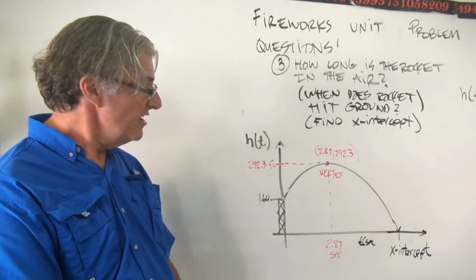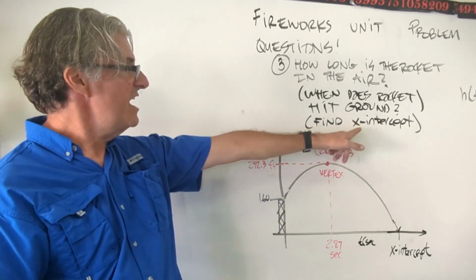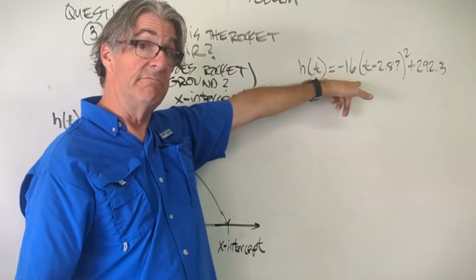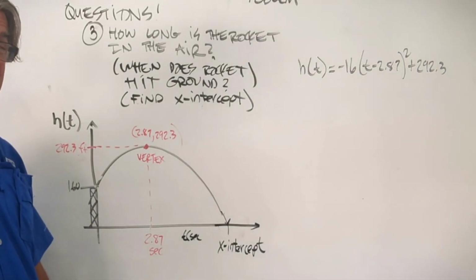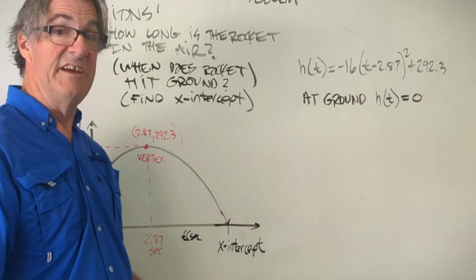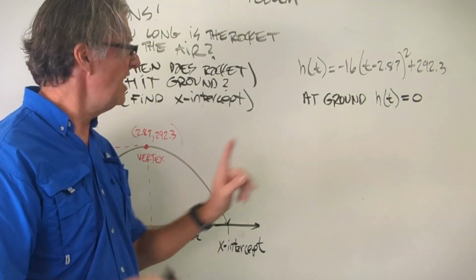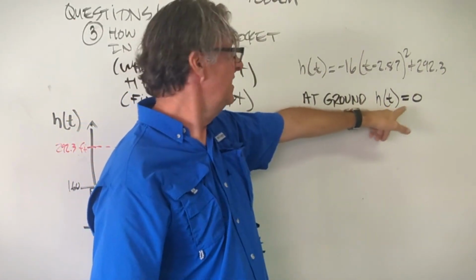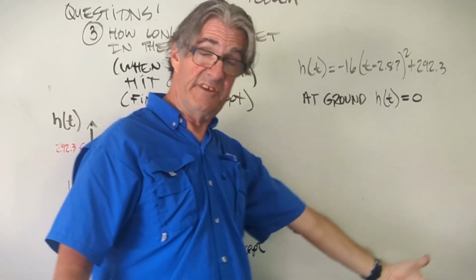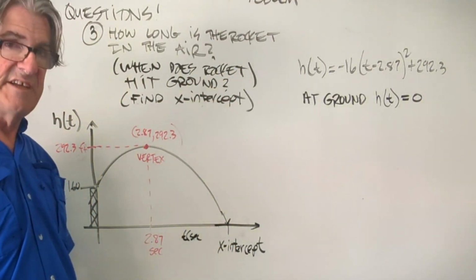So, now that you know you're trying to find the x-intercept of this equation, I want you to pause the video and figure out what the first step of that is, because I think that's also a little tricky. Okay, that first step is to realize that at the ground, the height, which is h of t, is equal to 0. Makes sense, right? Hits the ground, it's got no height anymore.